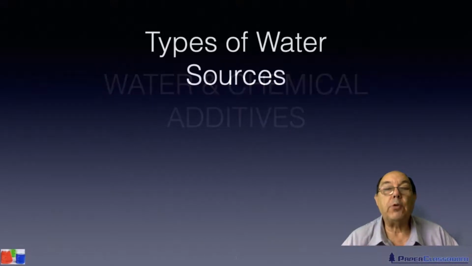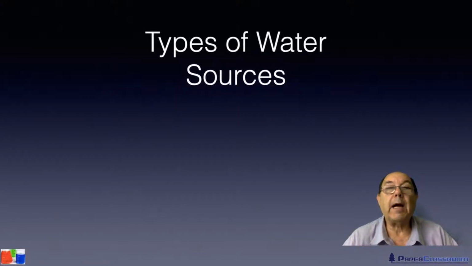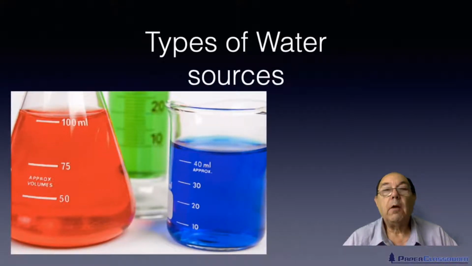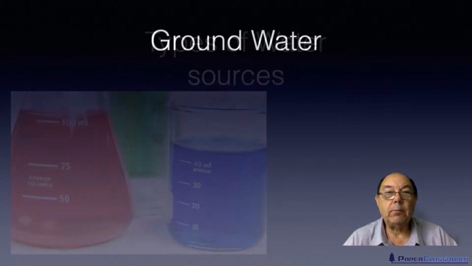In this particular tutorial we're going to talk about types of water source. So where do we get the water from to run our paper mills? Well, there are three main sources really.